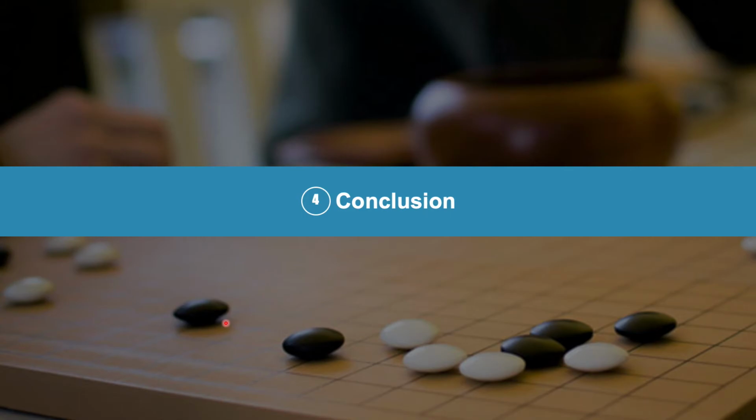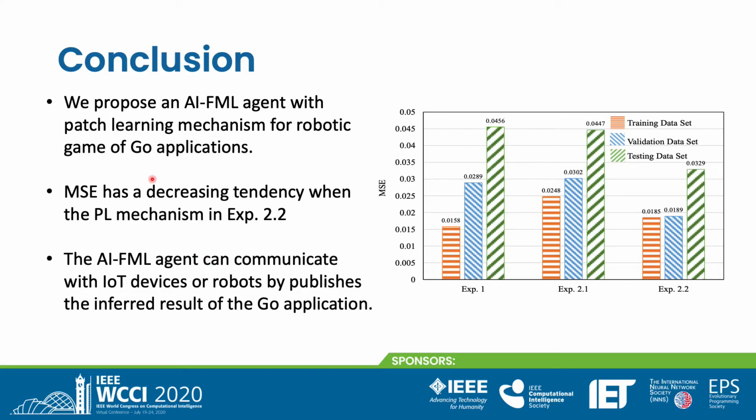Finally is our conclusion. In these competitions, we propose an AI FML agent with a patch learning mechanism for robotic Game of Go applications. The mean score error has a decreasing tendency with the patch learning mechanism in experiment 2. The AI FML agents can communicate with IoT devices or robots by publishing the inference results of the Go application.